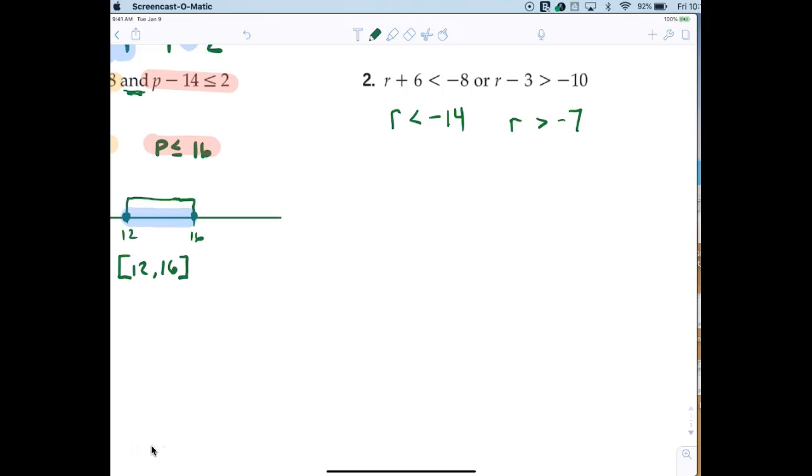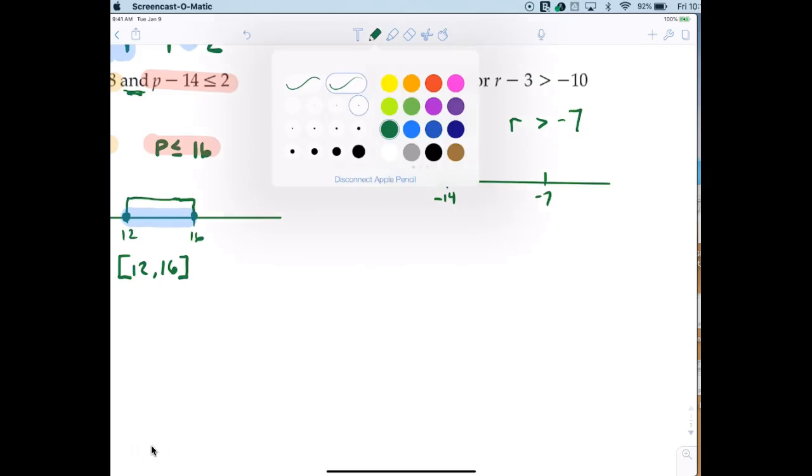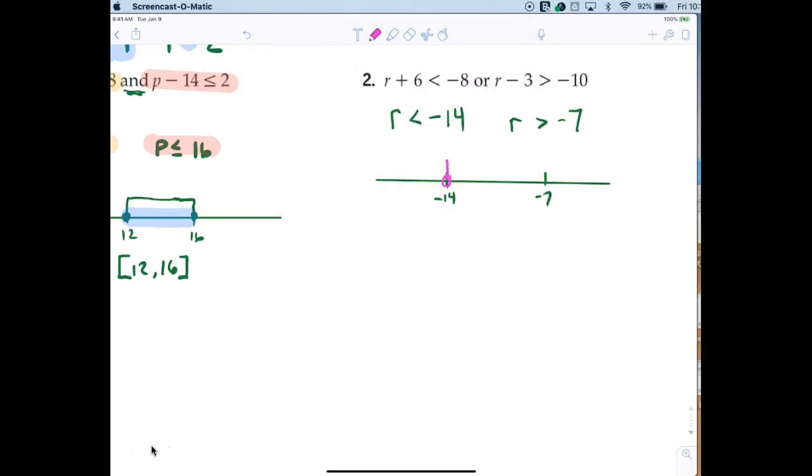All right, now let's do it on a number line. Negative 14 is over here. Negative 7 is over here. If I'm less than negative 14, is it solid or open? Open, right? So we're doing an open circle. And then we go which direction? To the left. And for negative 7, it's what? Open circle going to the right. Remember, it has to do with whether it's equal to or not. If it's equal to, it's solid. If it doesn't have an equal to sign, it's open.